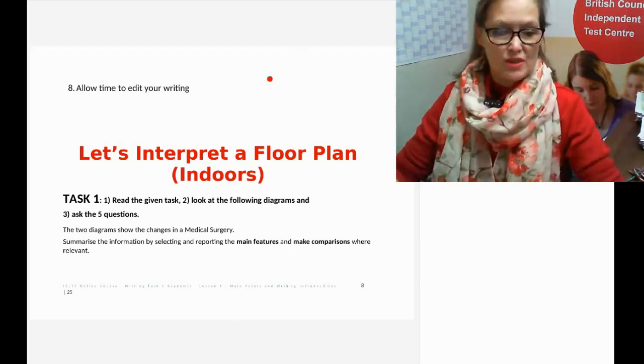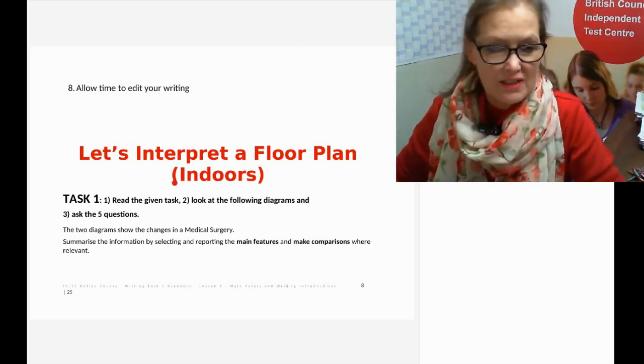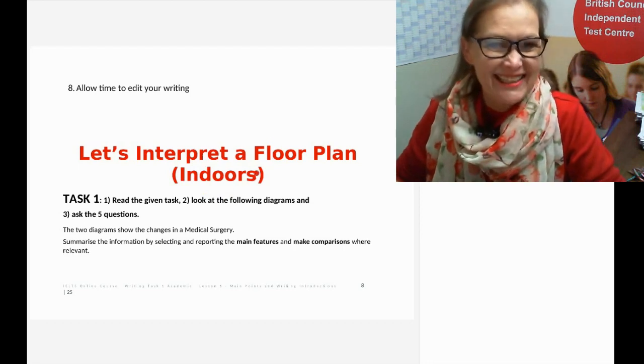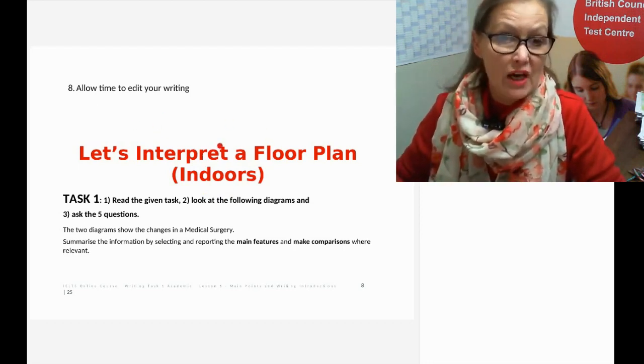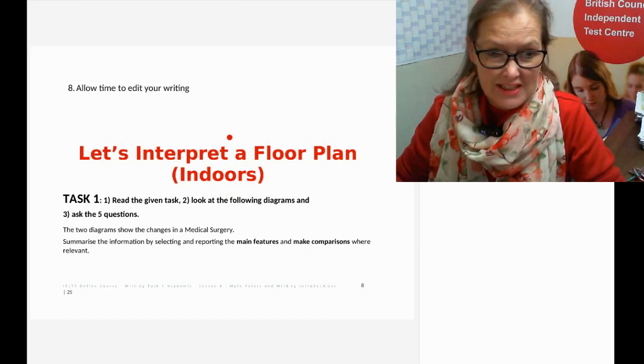Oh, and that's also come through on the other page. I try to get them better this week. Number 8, of course, allow yourself time to edit your writing.